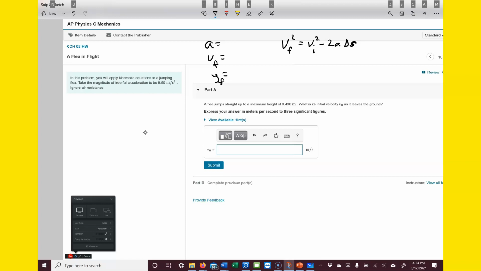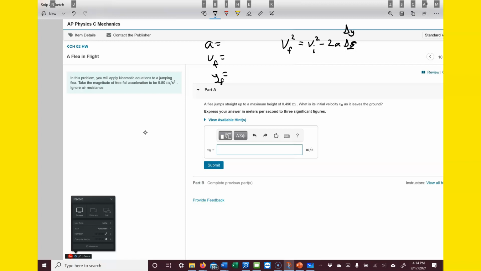Okay, where delta S is the change in position. In this case, we wouldn't say delta S, we'd say delta Y. But S is just a generic letter for whatever direction, X, Y, Z, whatever. S is the generic position letter. So this one is helpful a lot of times when you don't know time, but you know the other stuff. So that's the case here.